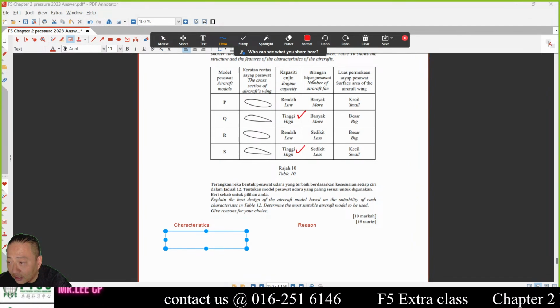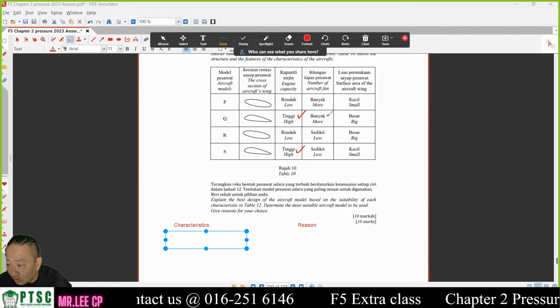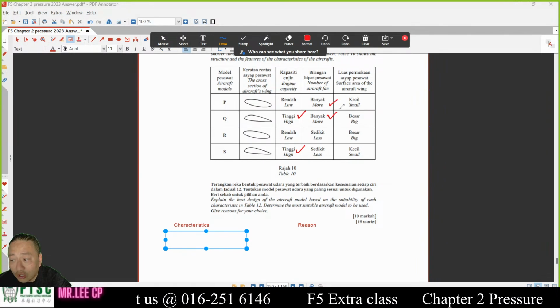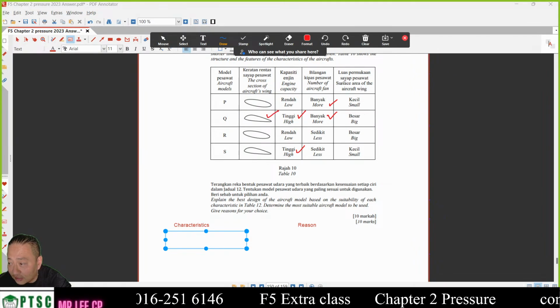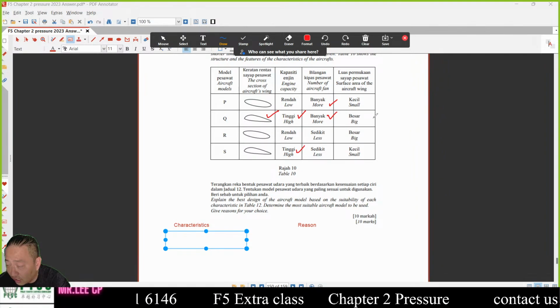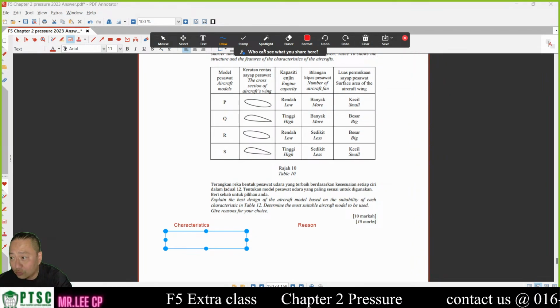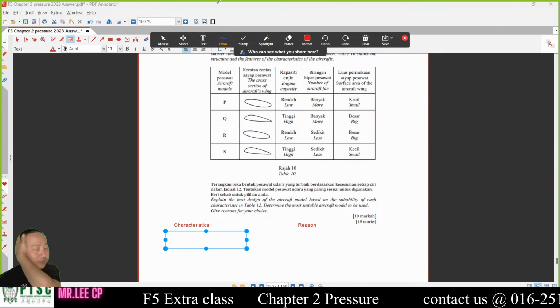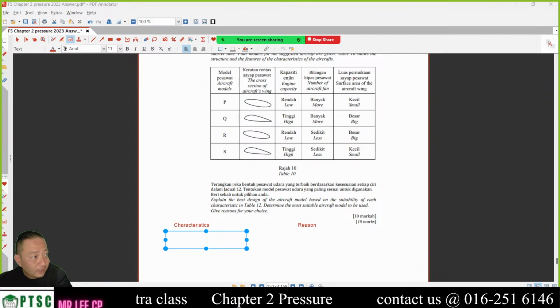Now the number of aircraft fans, you want more. So very obvious, this is the answer already. The surface area of the aircraft wing is big, so you have to choose Q. So you know what you want to choose already. Now we are going to start to answer.